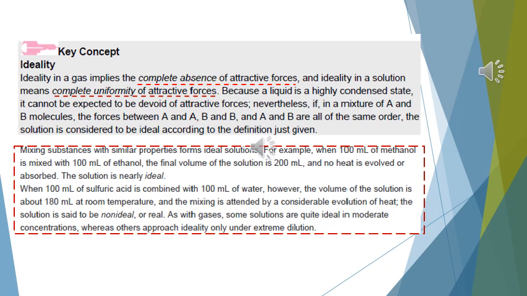But if we use 100 milliliters of sulfuric acid with 100 milliliters of water, the volume of the solution will be 180 milliliters. So there is a shrinkage of the volume of the two constituents forming this kind of solution. This is at room temperature, and the mixing is accompanied by evolution of heat. So it's an exothermic reaction happening here, and the solution is said to be non-ideal. The non-ideality is actually referring to reality. So non-ideal is real. As with gases, some solutions are quite ideal at moderate concentration, whereas others approach ideality only under extreme dilution.